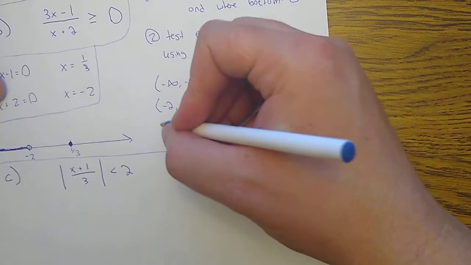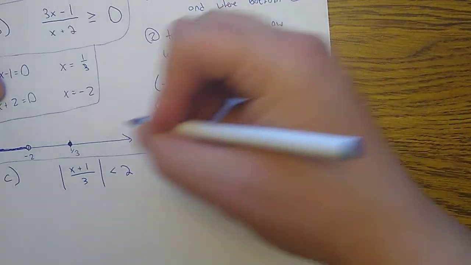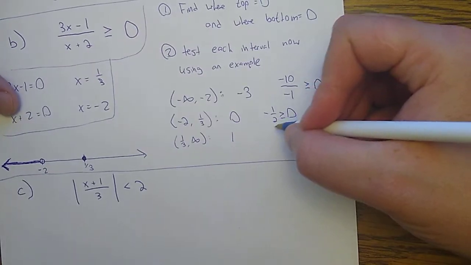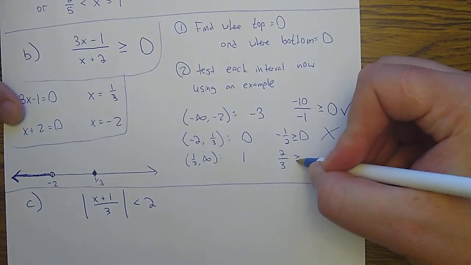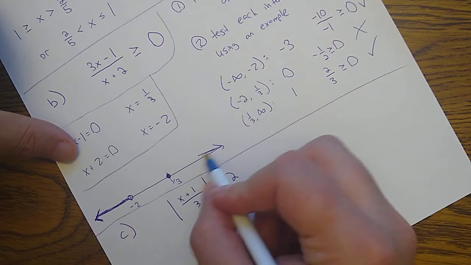Now let's do the last one. How about x equals 1? If I plug that in, I get 2. So 3 minus 1 is 2/3 greater than or equal to 0. That is true. So this is getting included.